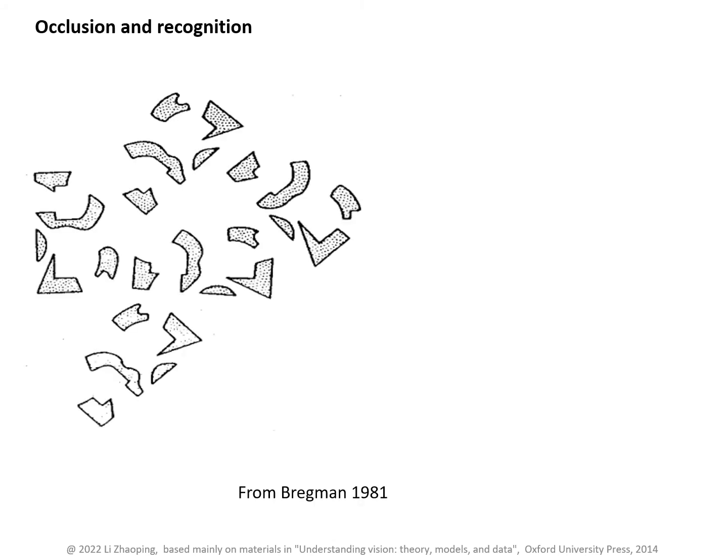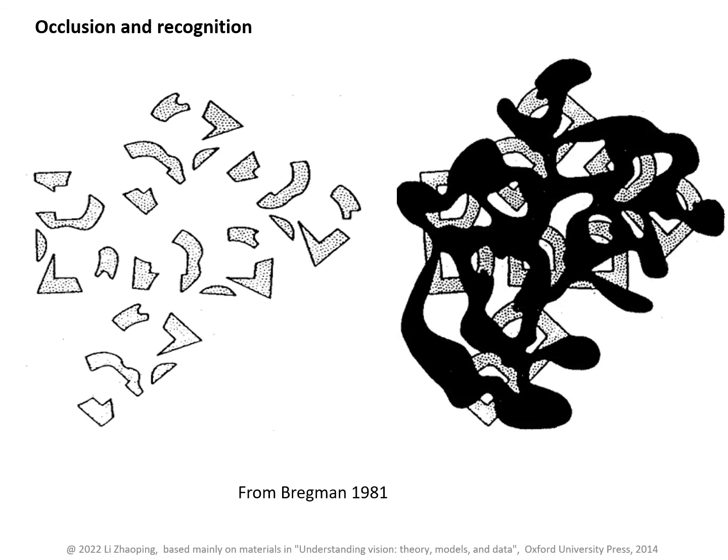Here are many fragments, and it's unclear what they represent. Here is another version with the same fragments, but behind some occluders. We immediately recognize that behind the occluders are 5 letters B.